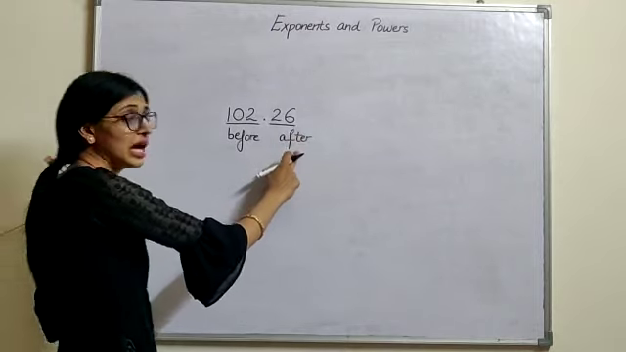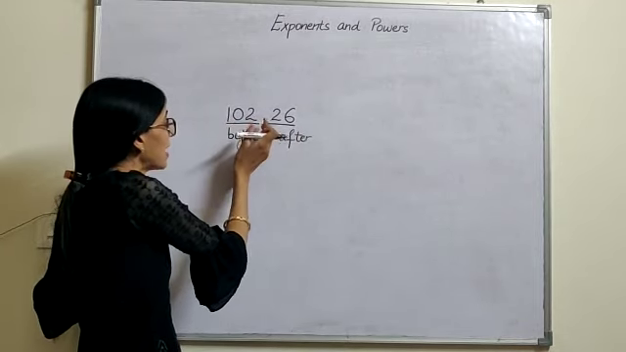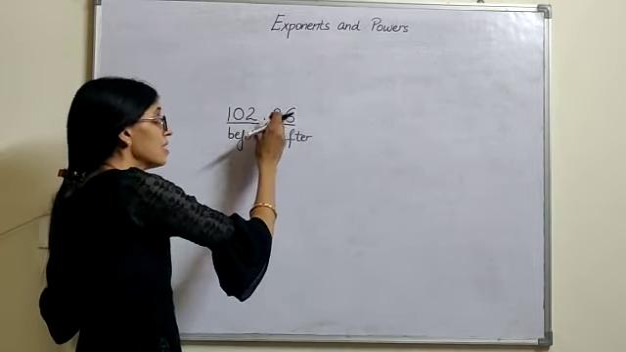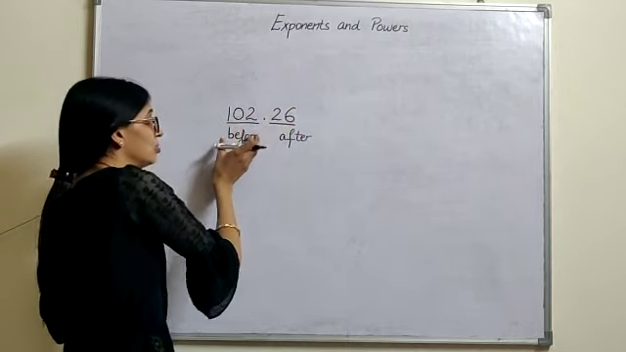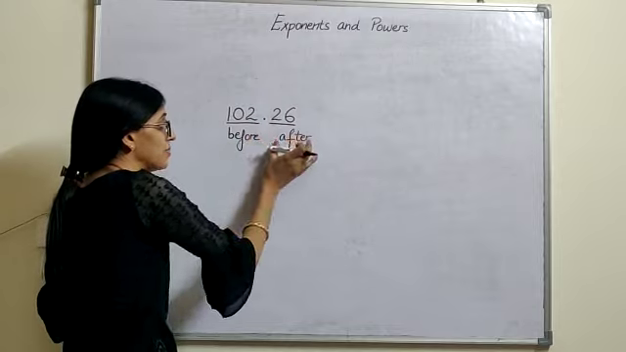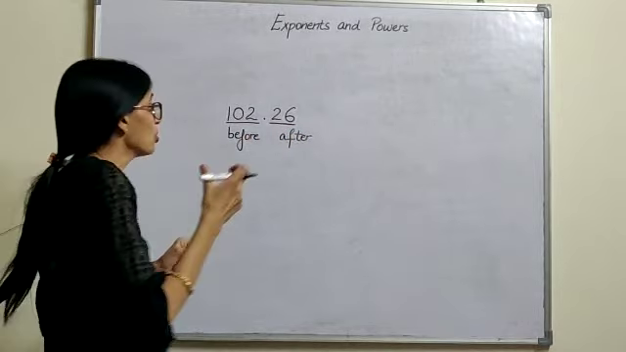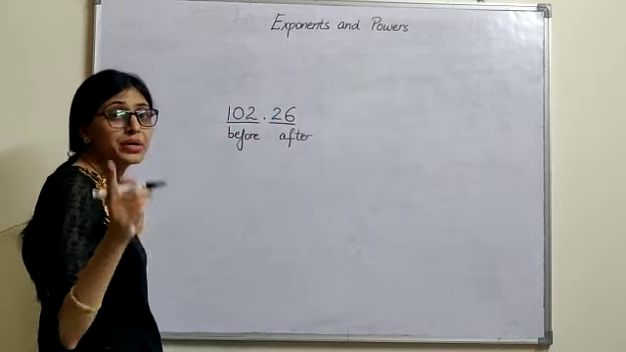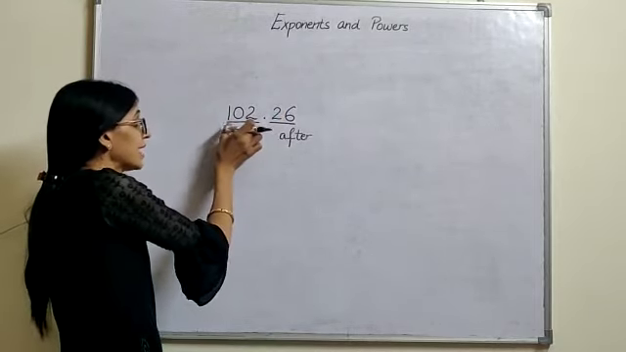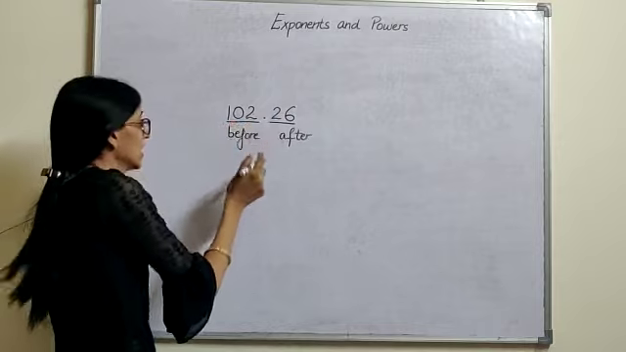This is the part after decimal, this is the part before decimal. After means बाद में and before means पहले. तो ये part आपका पहले है, ये part आपका बाद में है. So what you have to do, take the number one by one. First I am taking the before part.